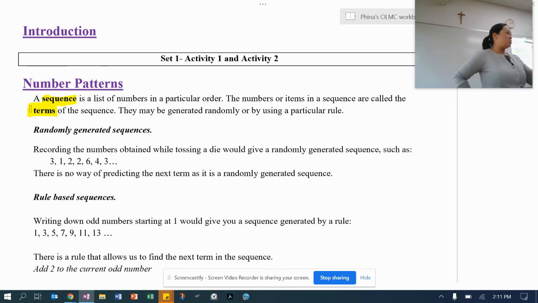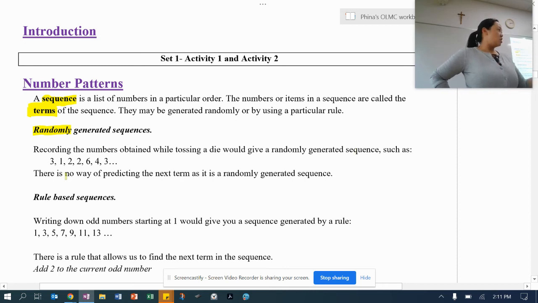Yesterday you were just following the pattern of what was happening in the different sequences. We can also have randomly generated sequences. For example, recording the numbers obtained while tossing a die will give a randomly generated sequence. If you roll a dice, these are the random numbers you can get, but you can't predict what's going to happen next. I could roll another stack of 3s, I could roll a 1, but you can't guess. That's what we call random, if we can't guess what comes next.